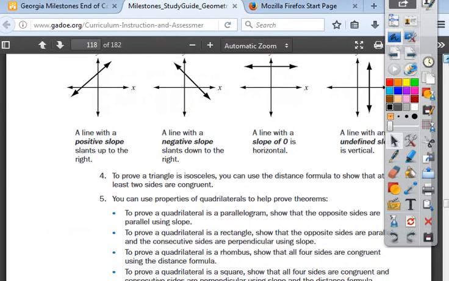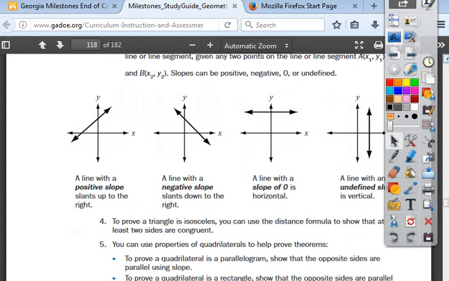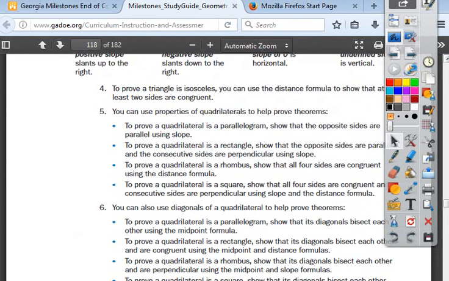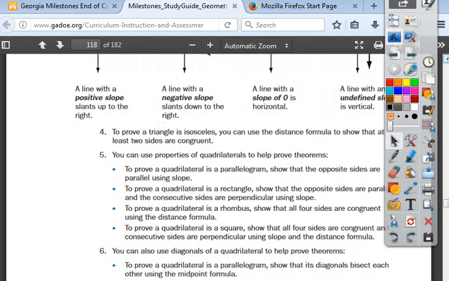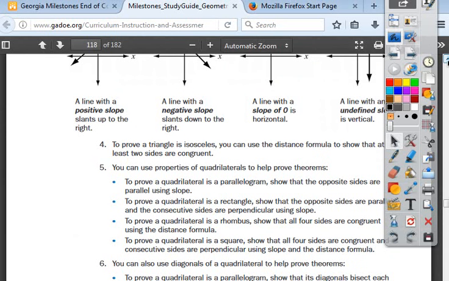Make sure we understand slope. If it's going up to the right, that's positive slope. Down to the right is negative slope. If it's horizontal, that's a slope of 0. If it's straight up and down, that is no slope. Now, they say undefined, same difference. Make sure we know what we're talking about.